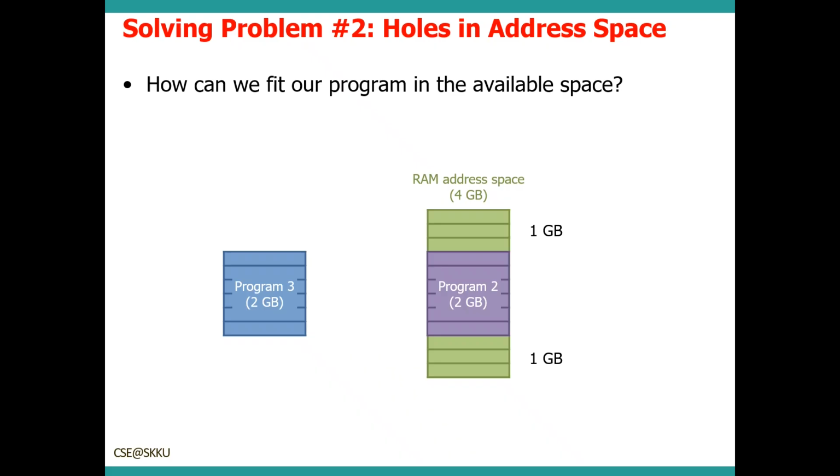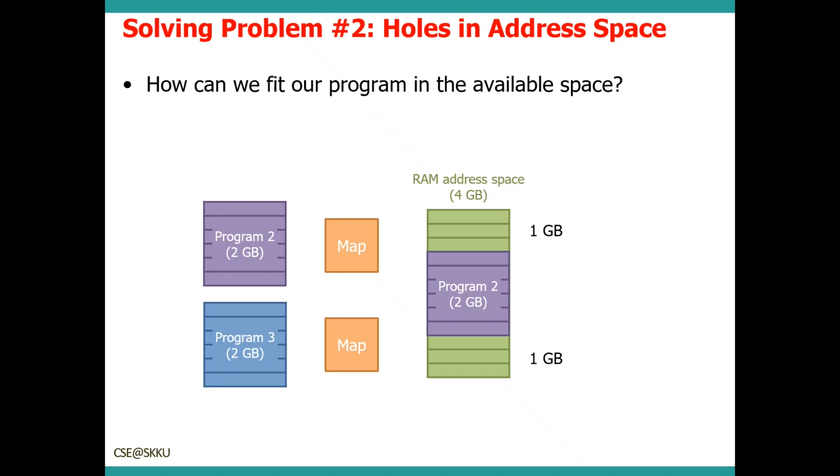Then how does virtual memory solve the second problem, the memory hole problem? In this example, program 2 uses this memory space. So we have 2 GB of free space, but it is fragmented. So when we want to load program 3 into the physical memory, virtual memory will map the virtual address to the physical address.